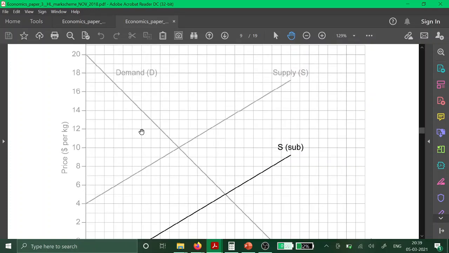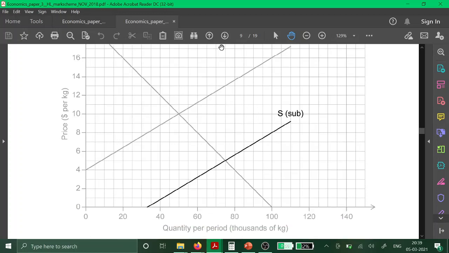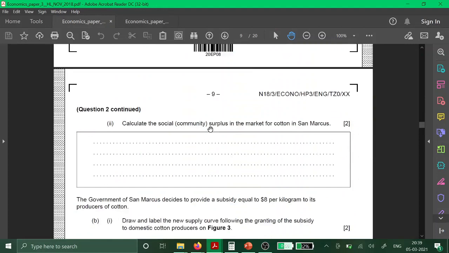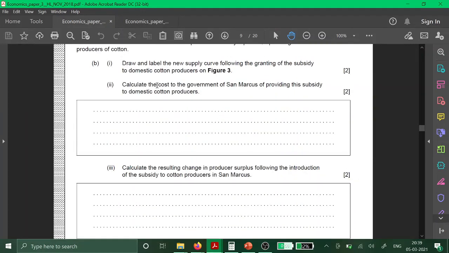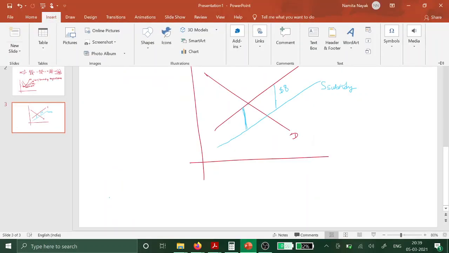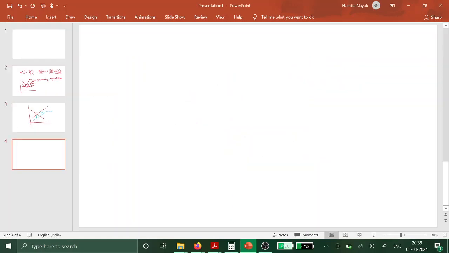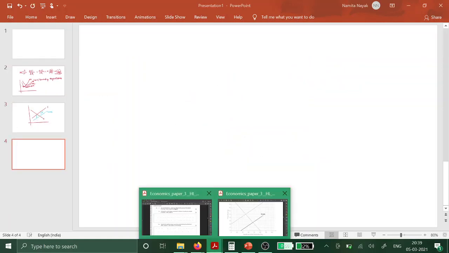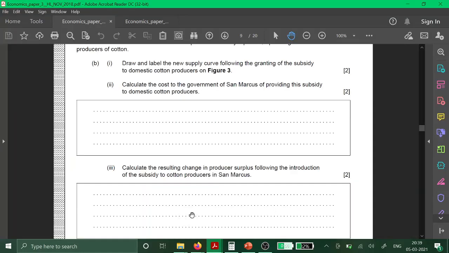Now it's asking you to calculate the cost for the government. Okay, let me draw this for you then. Five. Will it be 5 into 75? Yes, exactly. Okay, and multiply that through the units. Then that is the change in producer surplus.